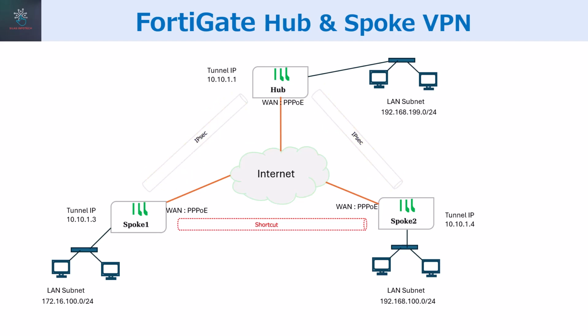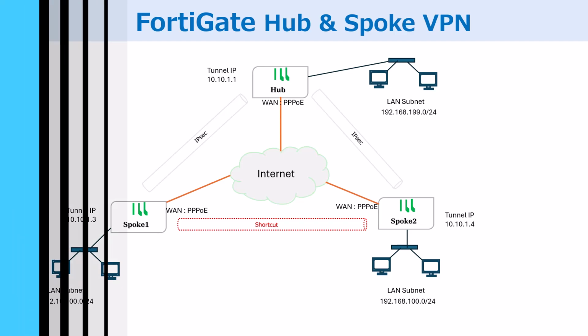In this video, we'll configure the FortiGate hub and spoke setup as shown in the diagram below. As you can see, a single FortiGate unit is configured as the hub, which connects to two remote FortiGate units configured as spokes. Each unit connects to the internet via a WAN port using the PPPoE connection method.